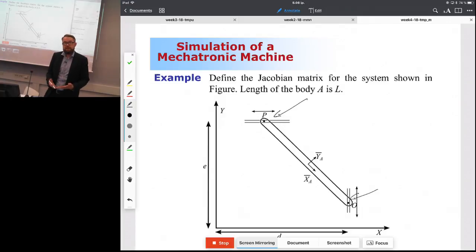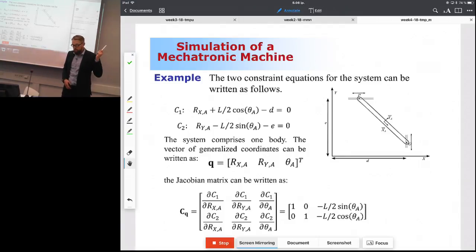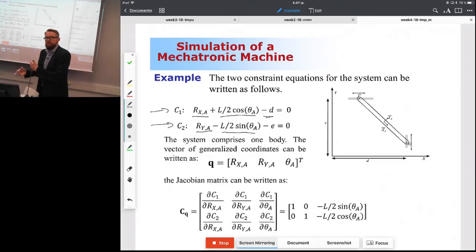Now based on this information, I can create the constraint equations. There are going to be two constraint equations, one associated with this point, another one associated with this point. We simply go back to our notes from a week back and check what the constraint equations were. We wrote a week ago that the constraint equations are like the ones shown here. The first constraint equation is Rx of body A, which is the only body I have in the system, plus L divided by 2 multiplied by cosine theta minus D. The second constraint equation is Ry of body A minus L divided by 2 multiplied by sine theta. Again, go back to your notes and check how we create these constraint equations.